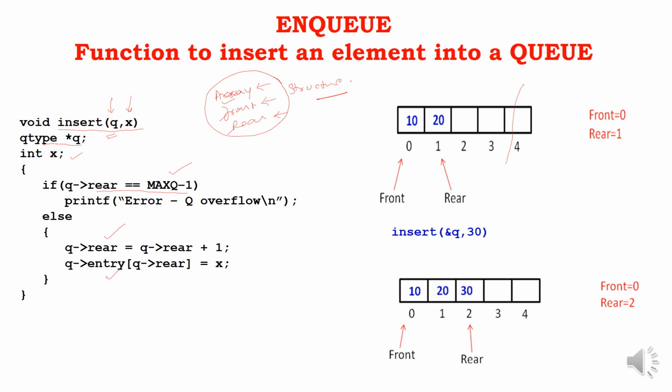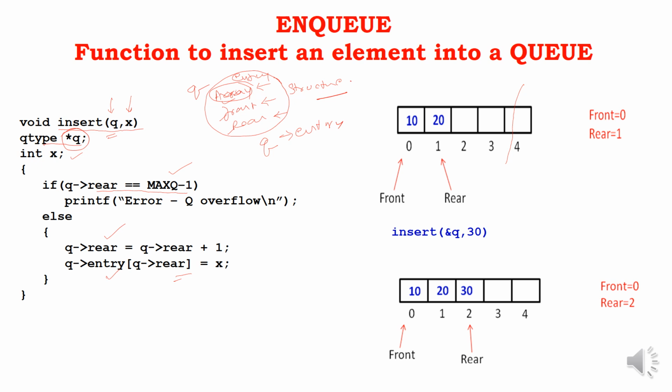Here rear and entry are members of the queue. We have to use q array. Q rear is q rear plus 1. Q entry of q rear is x, where rear and entry are members of queue. So this is a queue. Queue contains array named entry, Q entry, Q front. You want to use Q entry because q is taken as a pointer. So it is a pointer to a structure.